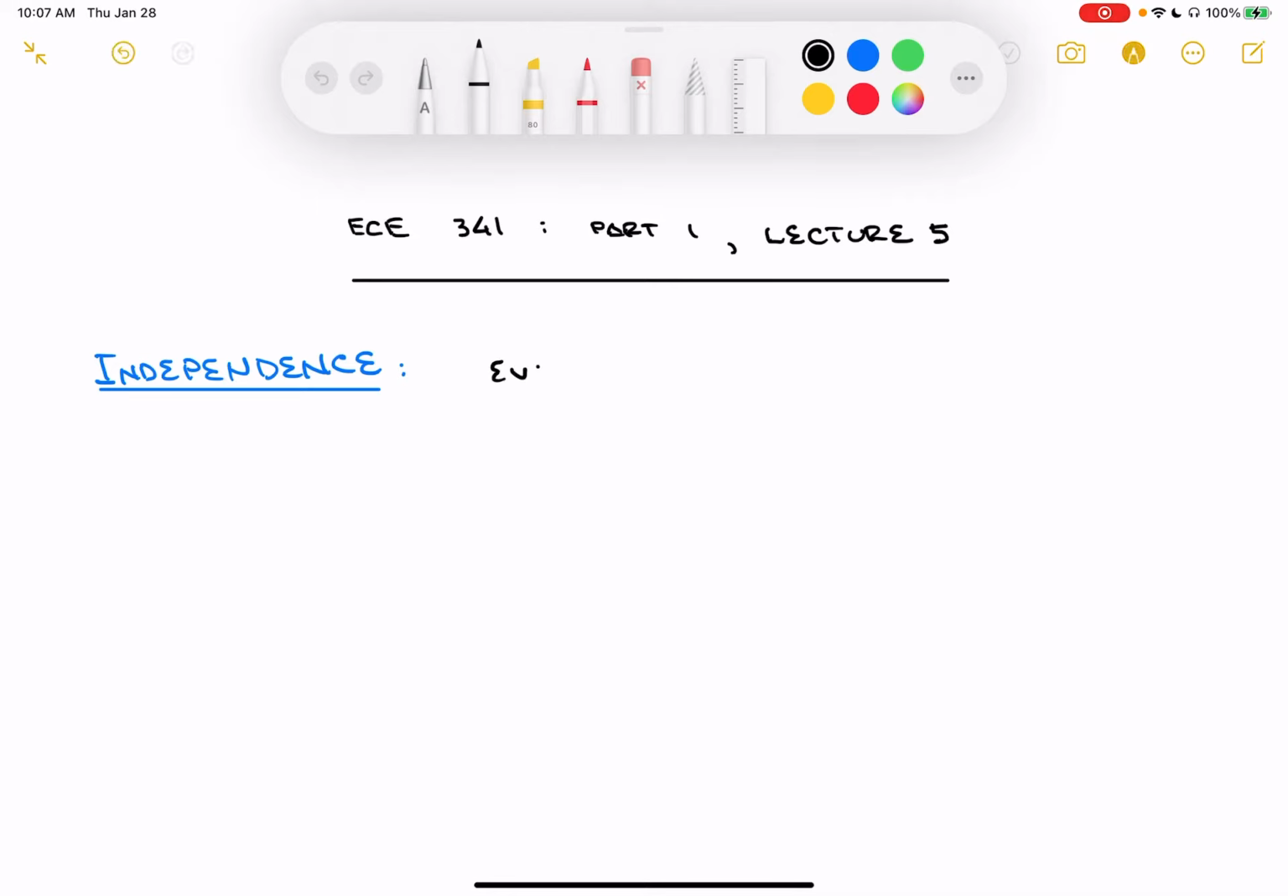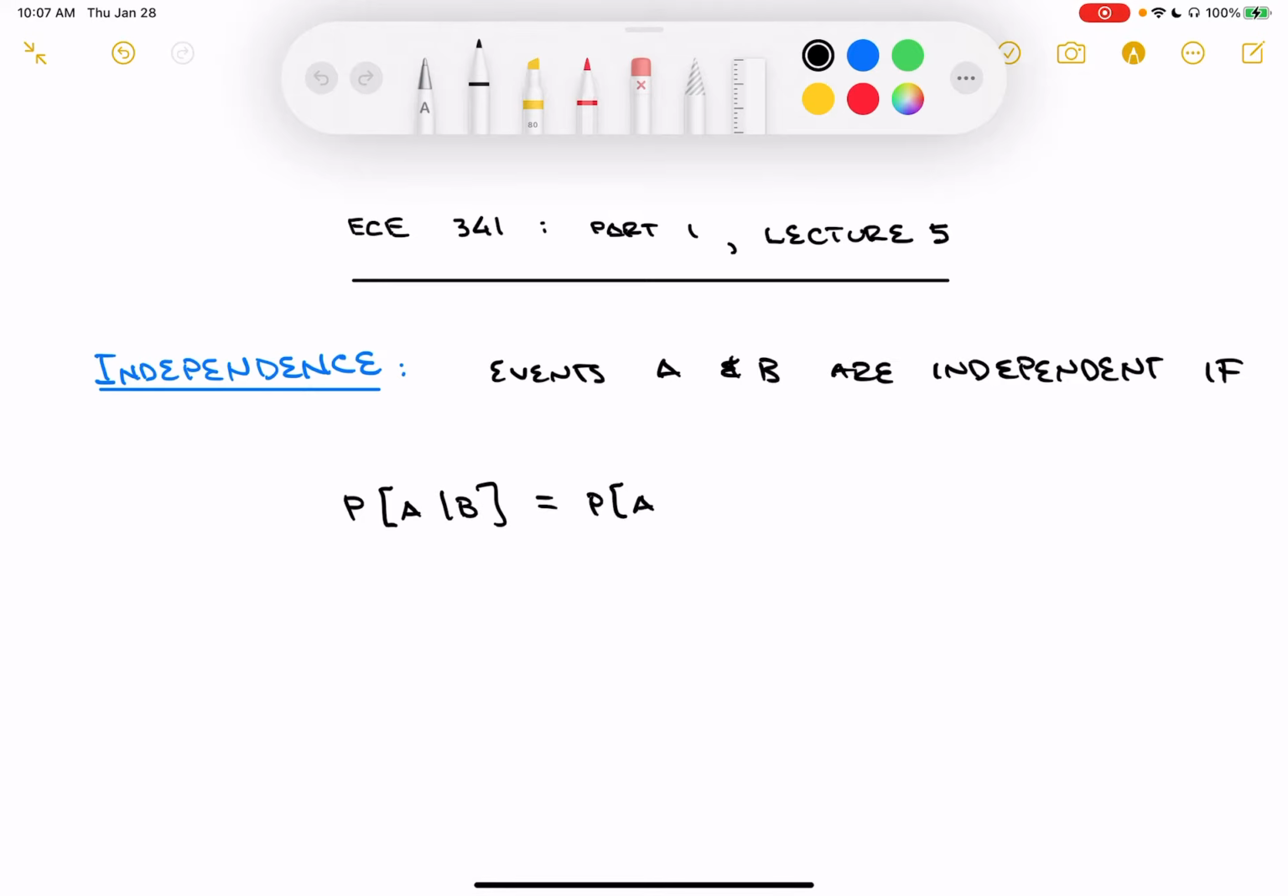So events A and B are going to be considered independent if we can say that the probability of A given B is just equal to the probability of A, and conversely, that the probability of B given A is just equal to the probability of B. So if you think a minute about what this says, it says that if I know that B occurred, it doesn't in any way provide any additional information or any change in my understanding of A. So knowing B doesn't help me understand A in any different way, in any modified way.